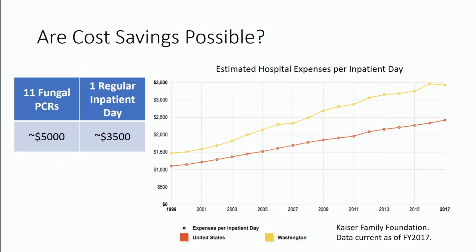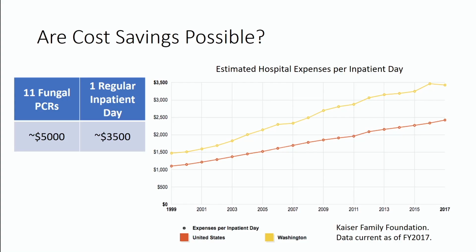So I want to talk a little bit about that number needed to test, because one of the questions is, how much does it cost, right? And obviously, I hate to boil down a patient's life to how expensive is it to treat you, but I think in a day when resources are constrained, it's important to at least think about. And so the cost of 11 fungal PCRs is about $5,000, in 2019 or 2020 dollars. In 2017 dollars, the cost of 1 day of a regular hospital patient admission in Washington State, on average, hospital expenses, is about $3,500.